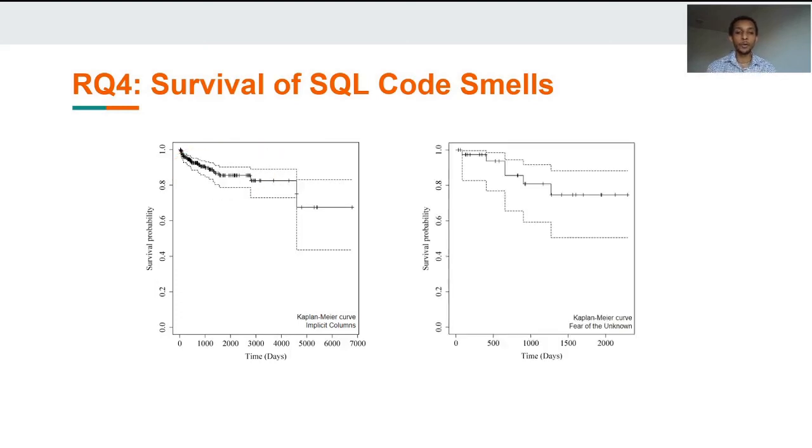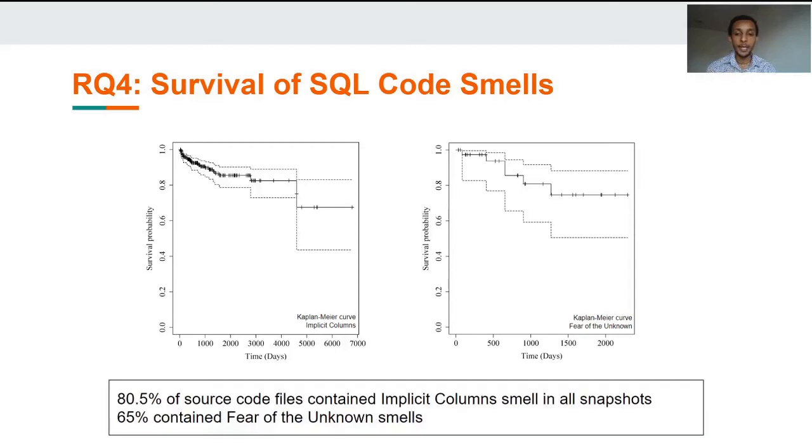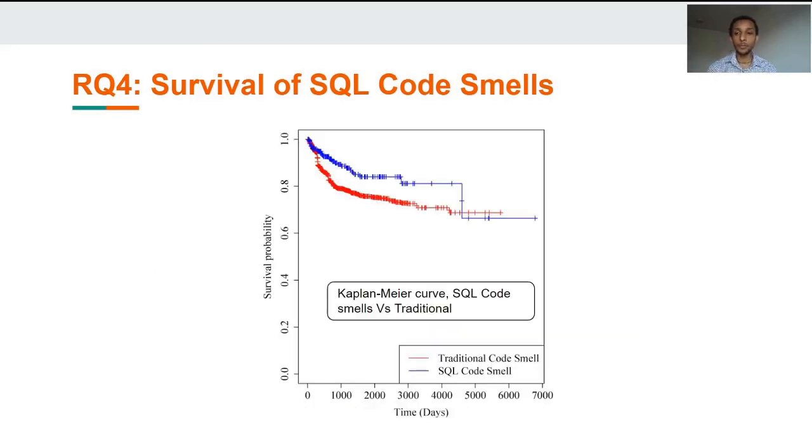The same goes for fear of unknown smells, but in this case we can see the steps as there is a small number of occurrences in our projects. For those SQL code smells, we observed that more than 80% of source code files contained implicit column smells in all tracked snapshots, and 65% for fear of the unknown, and more than 89% had those SQL code smells introduced in their first tracked version.